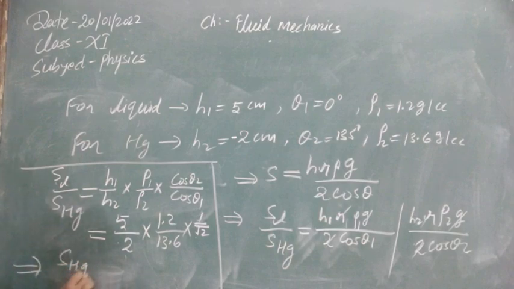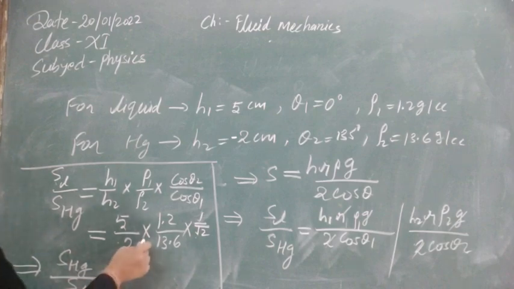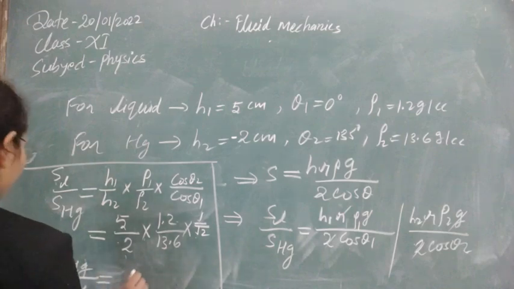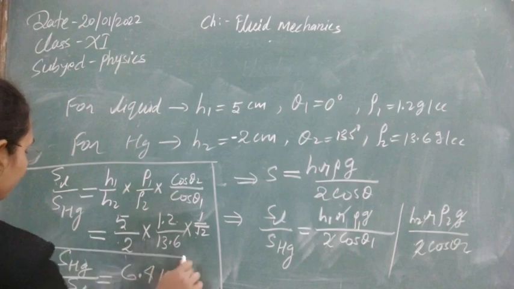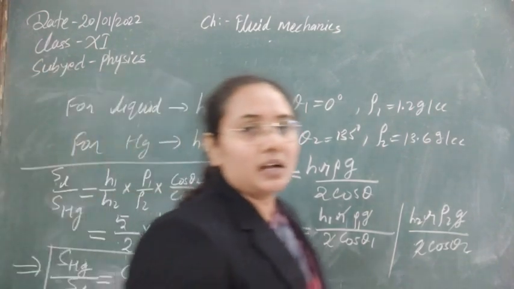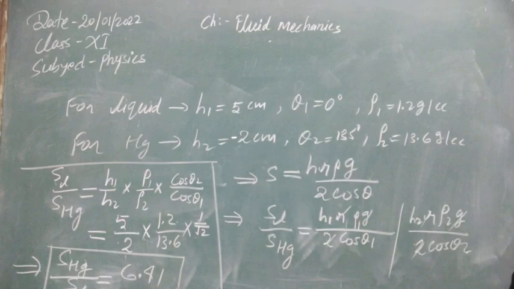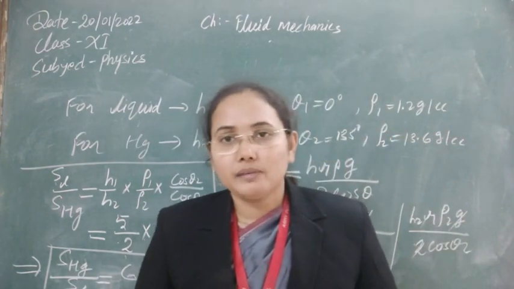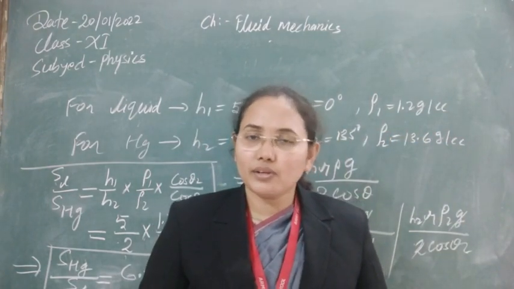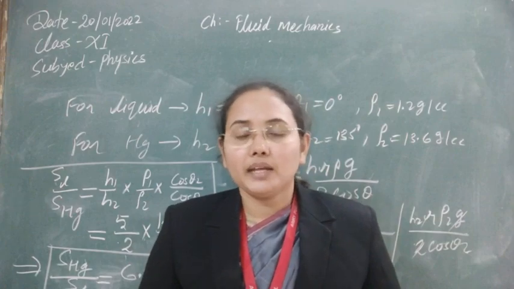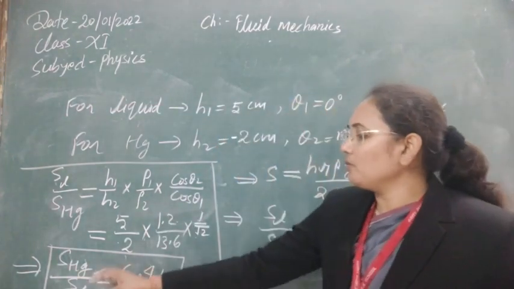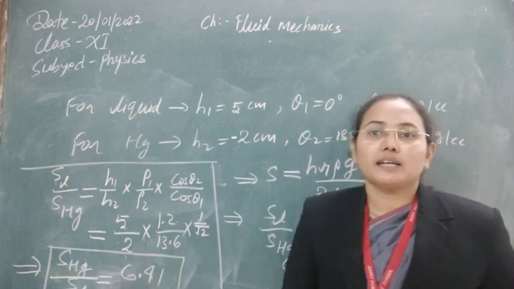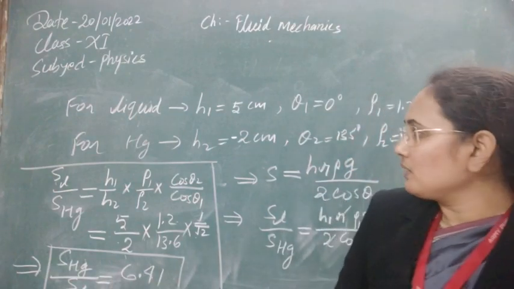In calculation you can do by yourself. Just calculate it by yourself, and S of mercury to S of liquid is obtained as 6.41 for our answer here. So this is the ratio of surface tensions we have got by using the concept of the ascent formula. The ascent formula helps not only to understand the capillary action but also to know about liquids by comparing one with another. If we know the surface tension of any one, then the second one can be easily calculated. So this is a very easy thing.